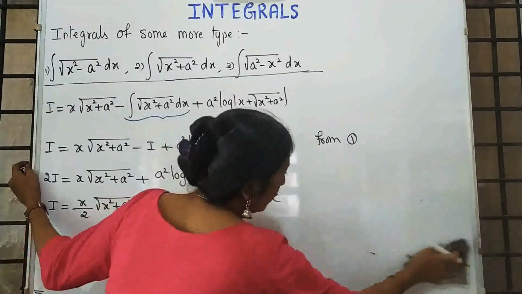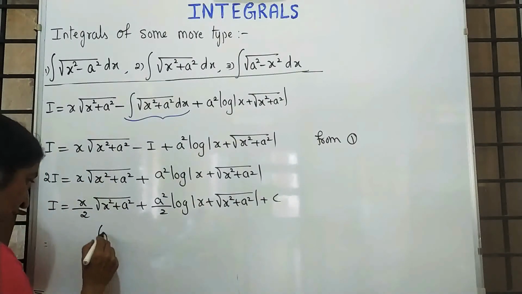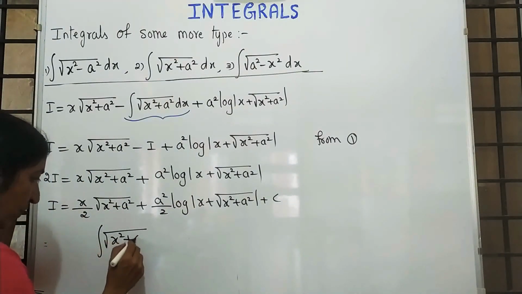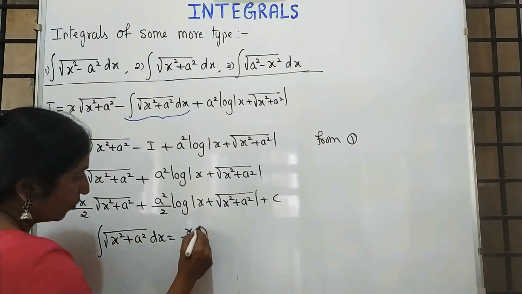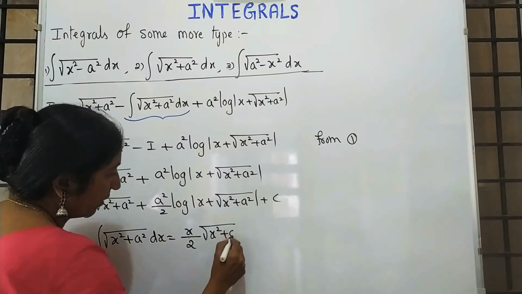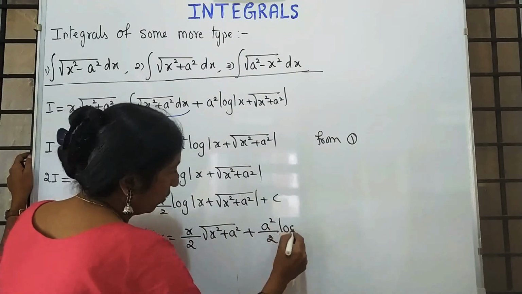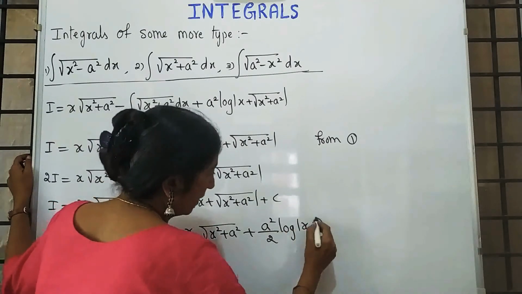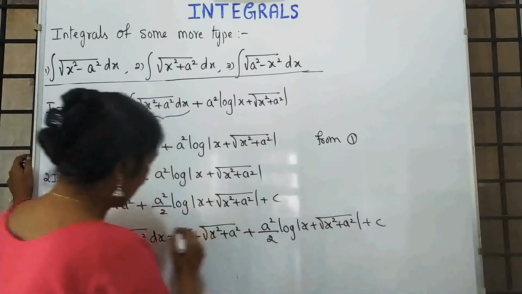So write down the formula once again and write it in the box. Integration of root of x square plus a square into dx is x by 2 root of x square plus a square plus a square by 2 log of x plus root of x square plus a square plus c.